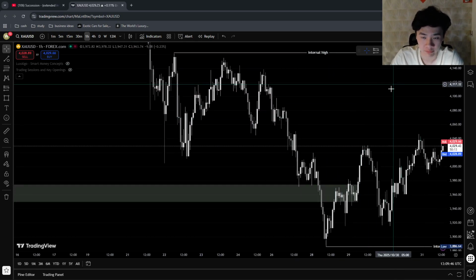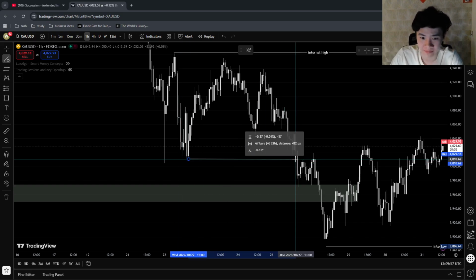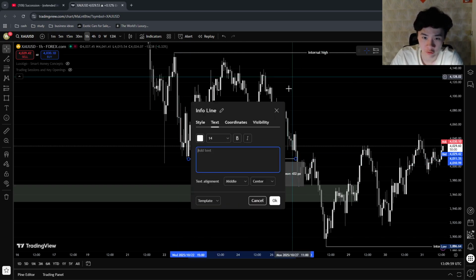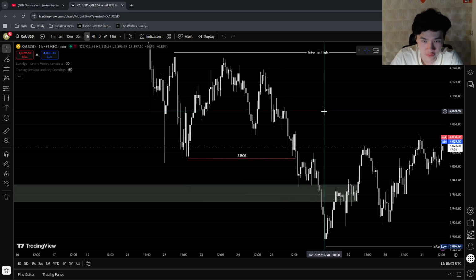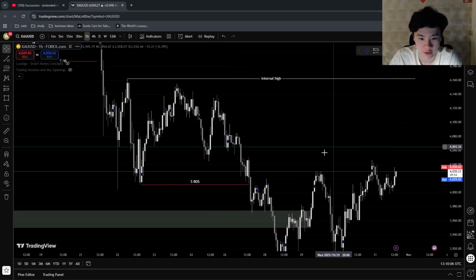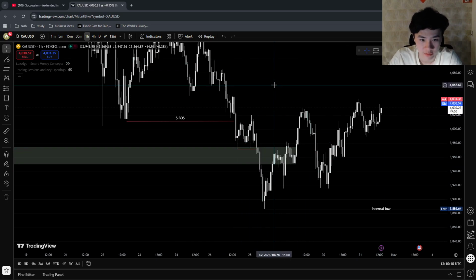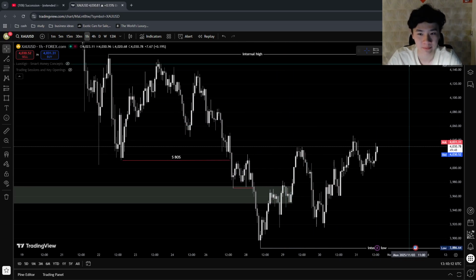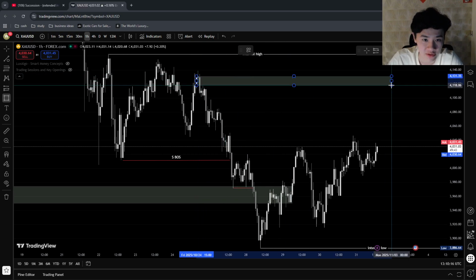Okay, first we came down to the internal structure. We'll be identifying these breaker structures in order to draw our order blocks. So this is a bearish breaker structure, and these will be our order blocks. You can consider this one also as a bearish breaker structure. So our order blocks should be around these zones.